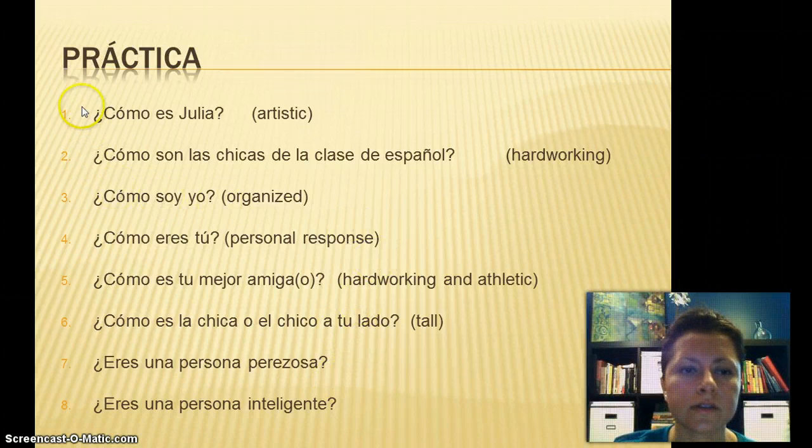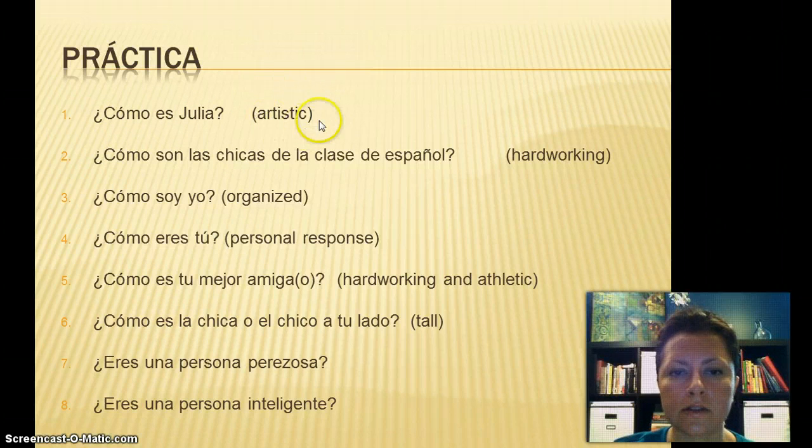All right, so this is your practice. You have 8 questions here. There are questions that ask you what these people are like, and then these are the clues. This is what you need to respond with. If you don't remember these words, what they are in Spanish, then go to wordreference.com.